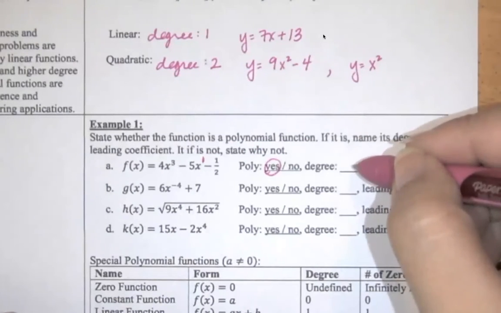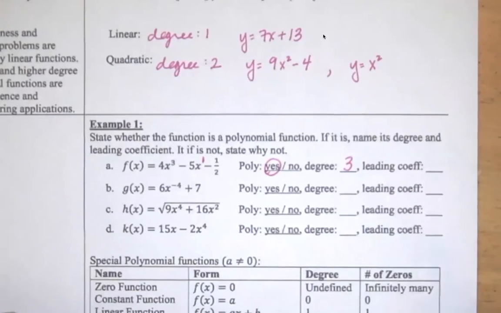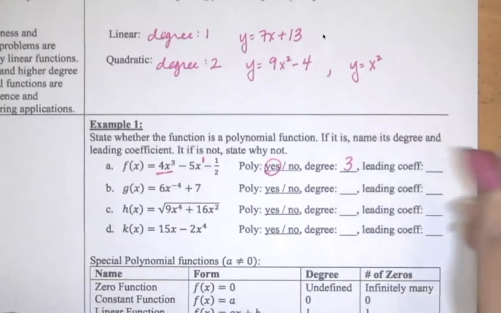For the degree, I look for the biggest exponent. So 3 or 1, which one's bigger is 3. And the leading coefficient, if 3 was my degree, the coefficient of that term is 4.